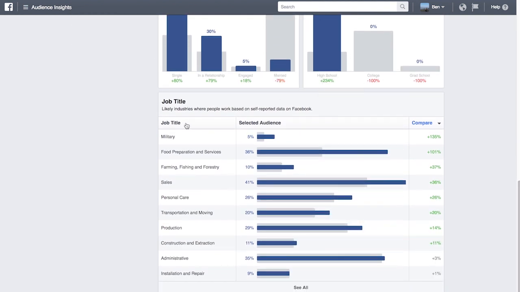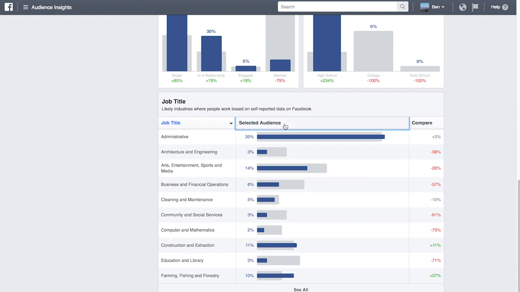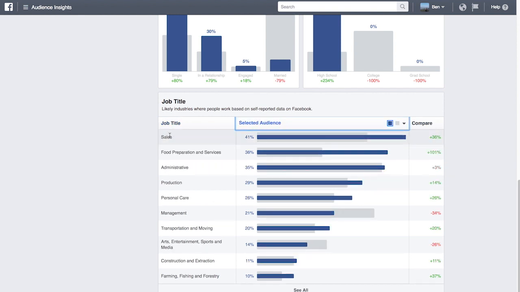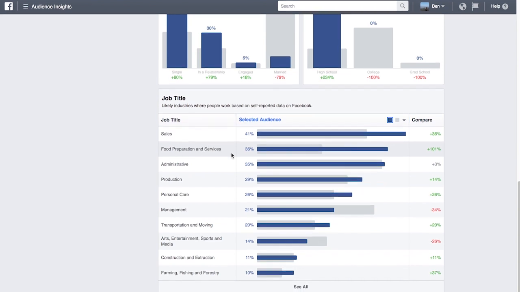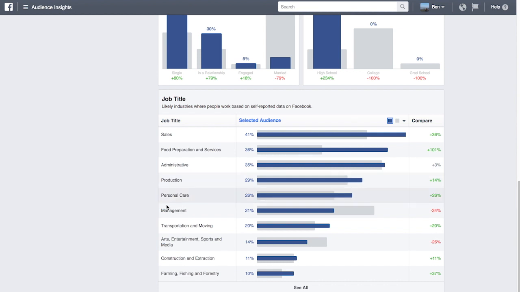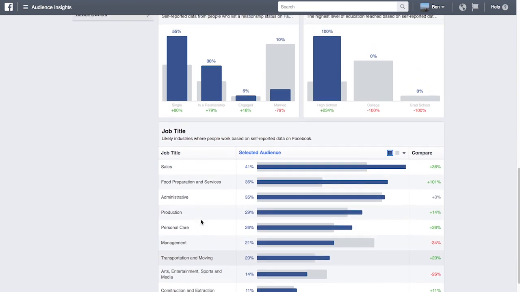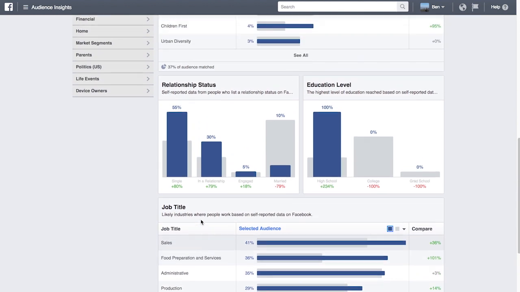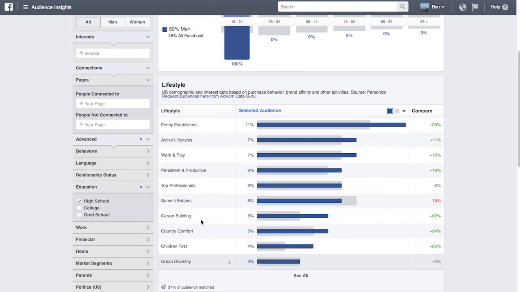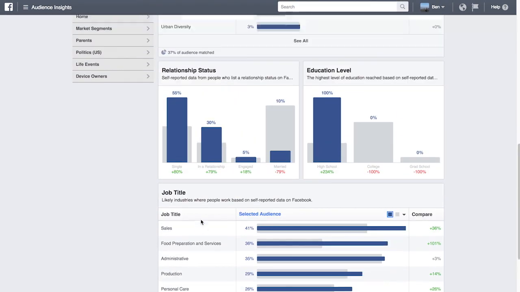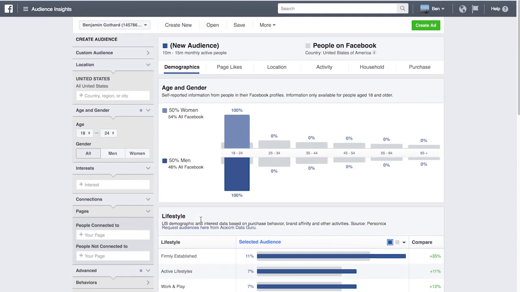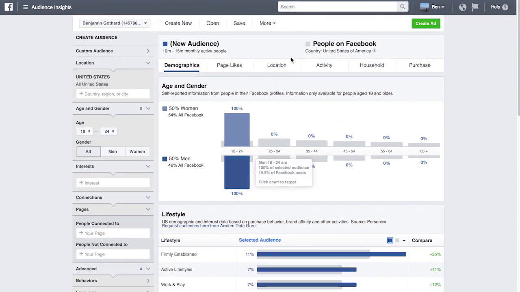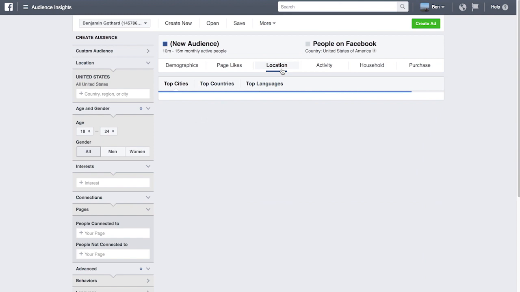But let's see the job title. Let's see the selected audience. Okay, a lot of these people are in sales. A lot of these people are in food preparation and services. A lot of these people have administrative jobs, production, personal care, management, transportation, and moving. So you can see how we are defining our target market based on different demographics. We're trying to figure out who they are. Okay? We can see their location.